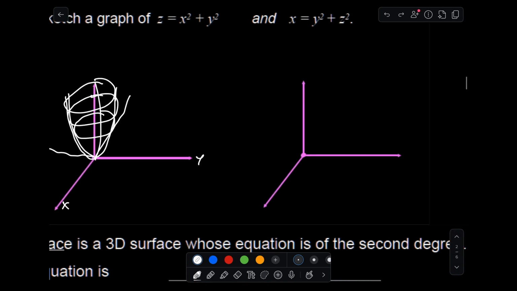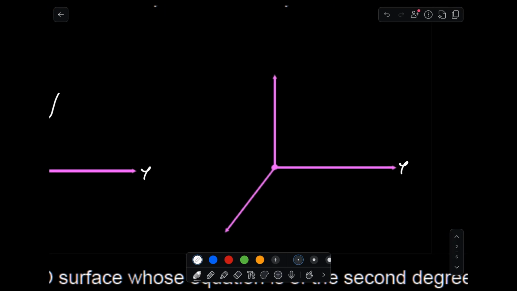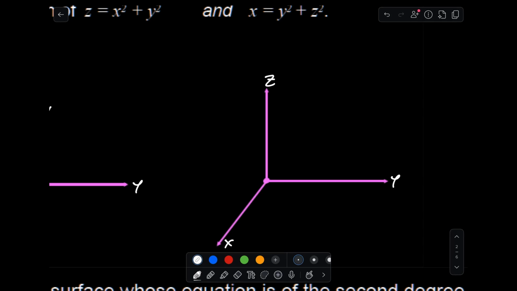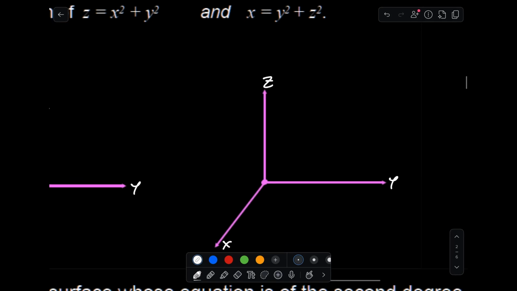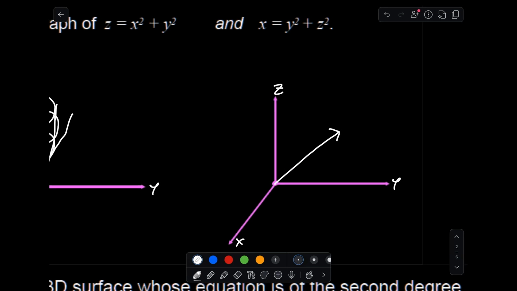And then for x equals y squared plus z squared, it's the same idea, except you're extending it out into a different dimension. In this case, we have to think of y and z as our parabolas. So now we have x squared. We can just set z equal to 0 for this one, where it's going to be a parabola like this. And then we can set y equal to 0, which would make it z squared equals x.